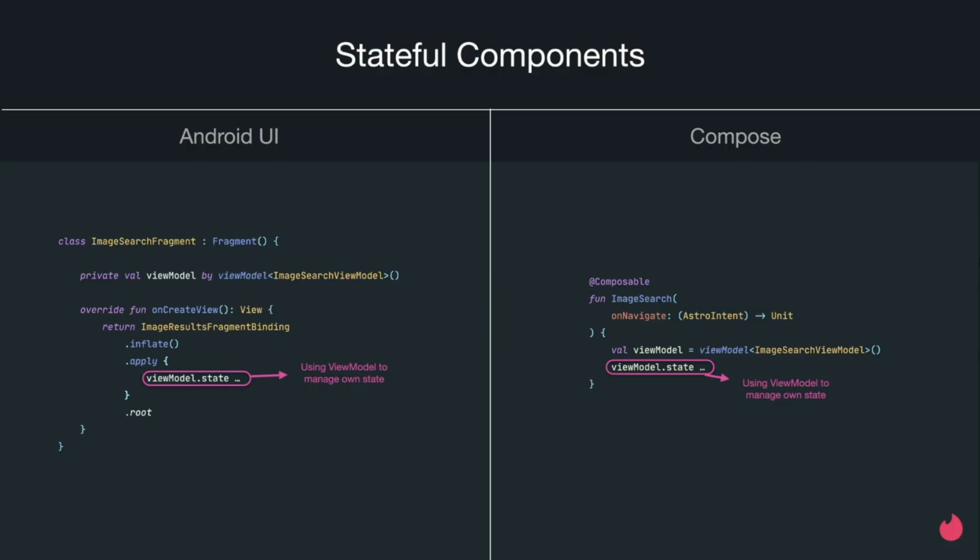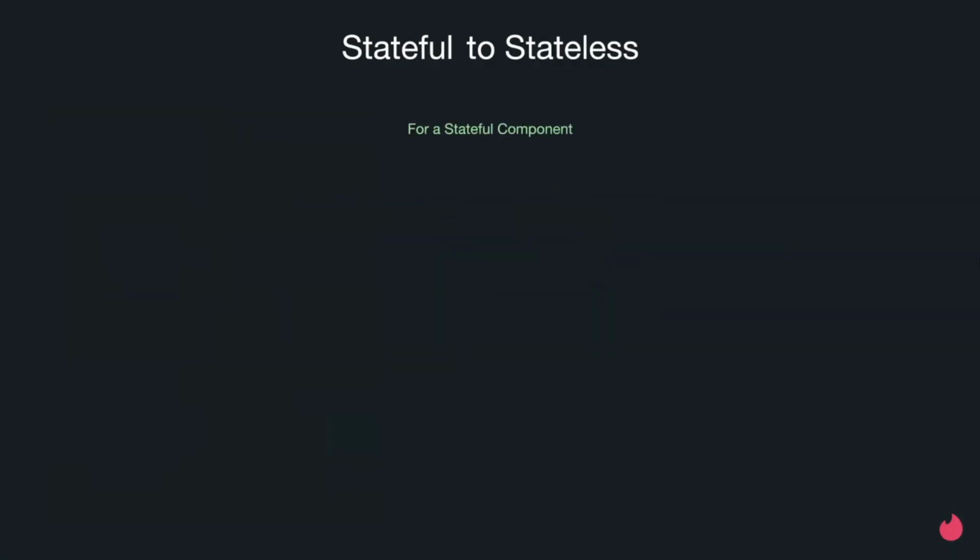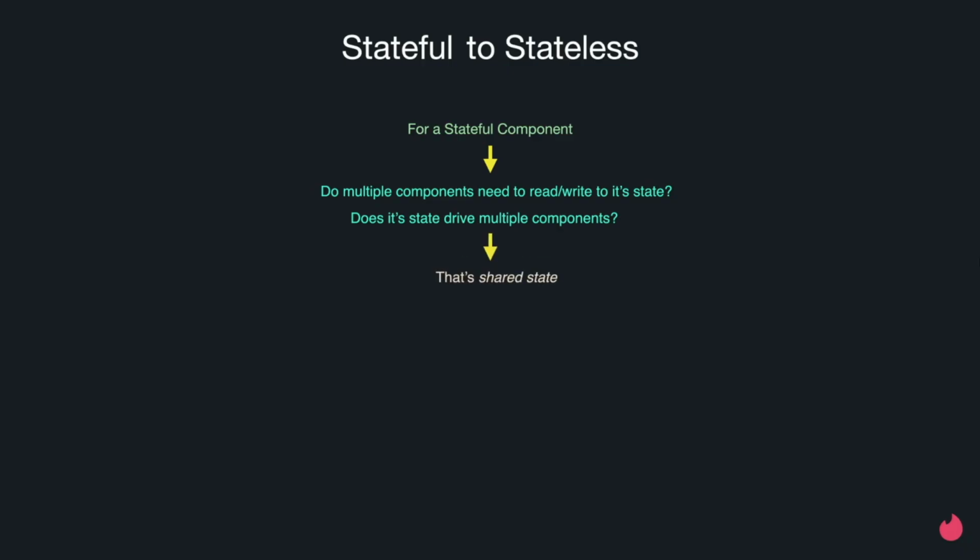But for smaller components that are stateful, there could be cases where statefulness presents some issues. If we have a stateful component whose state needs to be read or written to from an external component, or whose state in fact drives multiple components external to it, we have a case of shared state. Shared state can typically be a little awkward because it leads to a case where both the stateful component and the external component need to keep copies of the state in sync with each other.